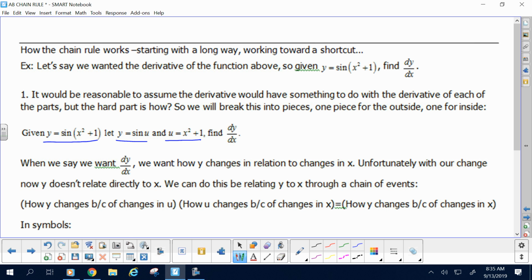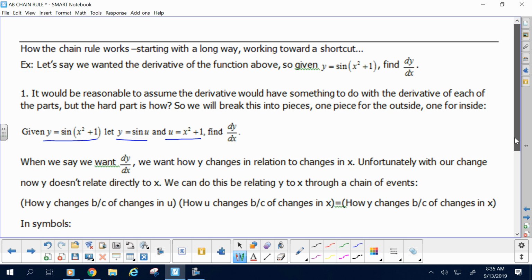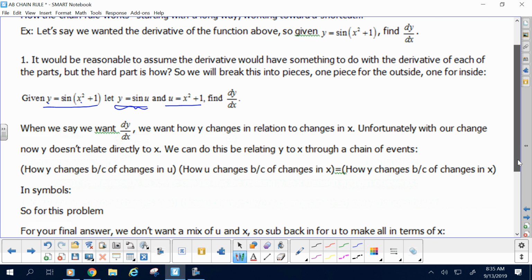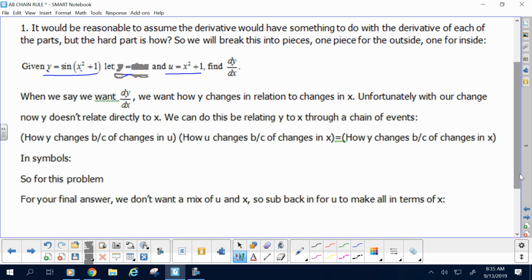I said, let u equal x squared plus 1, and sine of u then is sine of x squared plus 1. We're supposed to find the derivative. Okay, now, check this out. If I wanted to take the change in y with respect to x, let's start here. I could first say, all right, how does y change with respect to u? That means a derivative.